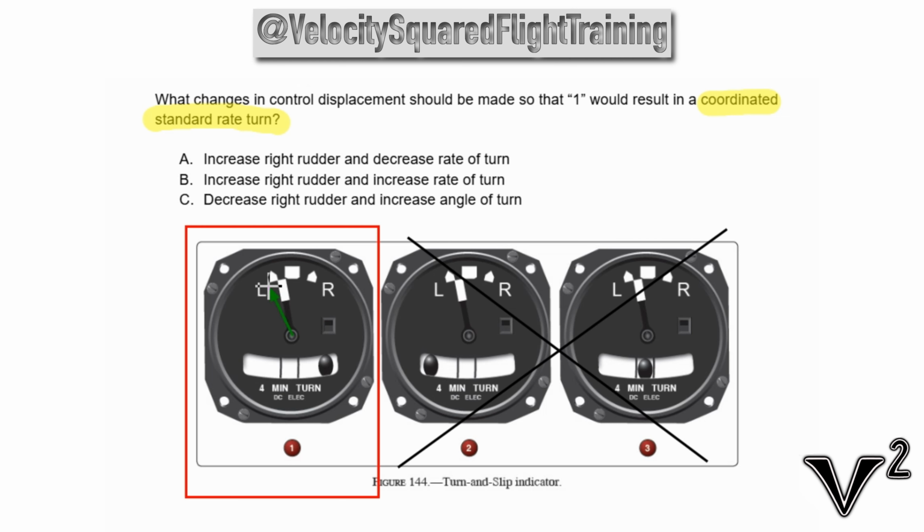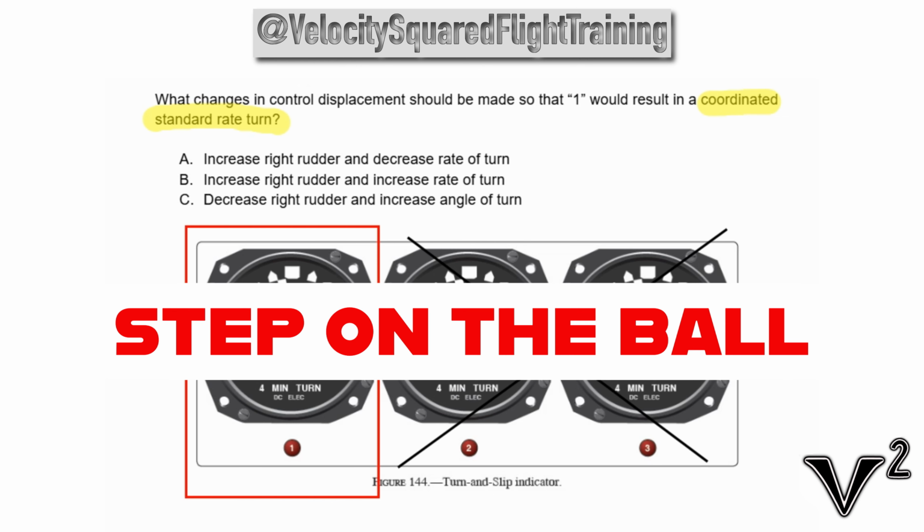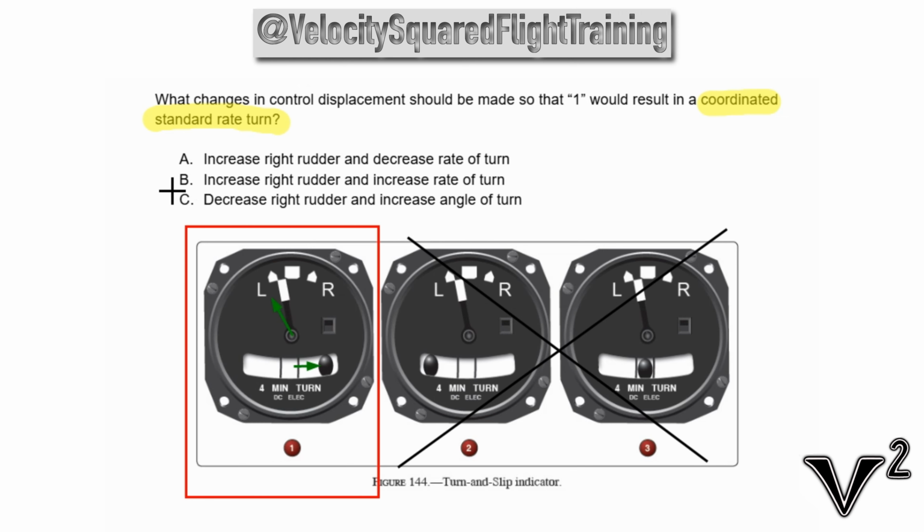You're in a left turn, right? Because this is straight, this is left. You're in a left turn, and the ball's deflected out to the right. So you're skidding, right? We talked about it earlier. What do you do? Step on the ball. Step on the ball. So the ball's on the right. You're going to use your right rudder. So in this case, it's going to be one of these 2 answers. It's going to be right, and we can eliminate C. See you later.